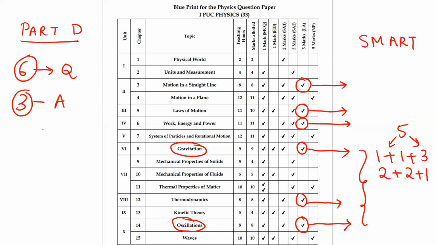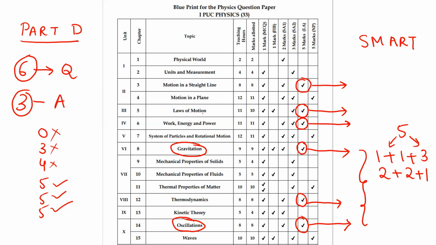Say that you attempt all the 6. Say that first you got 0, then you got 3 marks, then 4 marks, then all the rest 5, 5 and 5. They are going to give marks for the best 3 questions, and by default the others will be cancelled. So it is not that whichever you attempt first will get marks. You can attempt all the 6, and it's my wish that you be prepared for all the 6 questions of Part D.